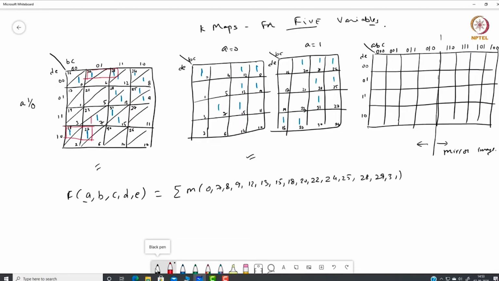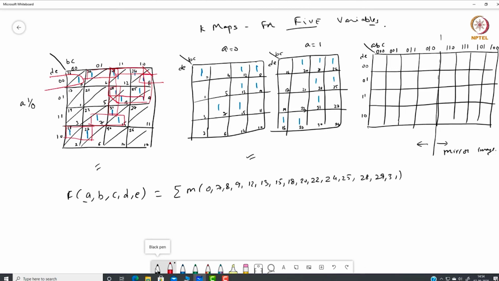Similarly 7 and 15 can be combined. We can also combine 29 and this. What about these? We can combine these 4 in the lower triangle, and we can also combine these 4 in the upper triangle, so they form a bigger cube where all the 8 terms could be combined. So if I write what could be combined, 0 can be combined with 8.